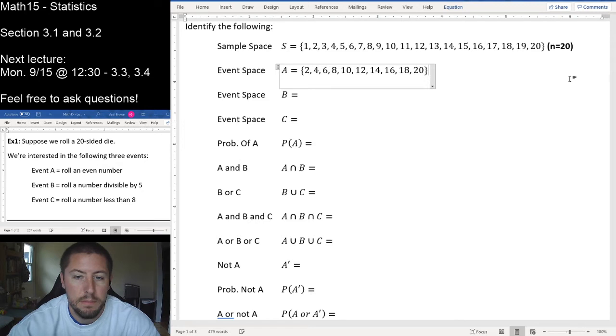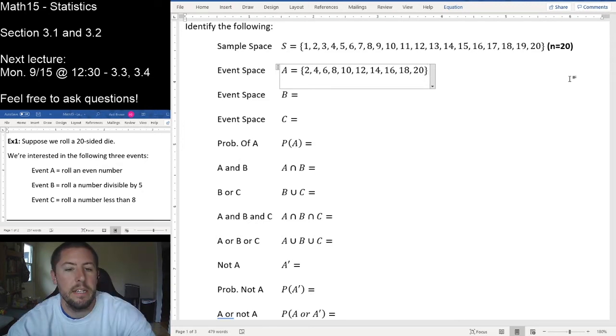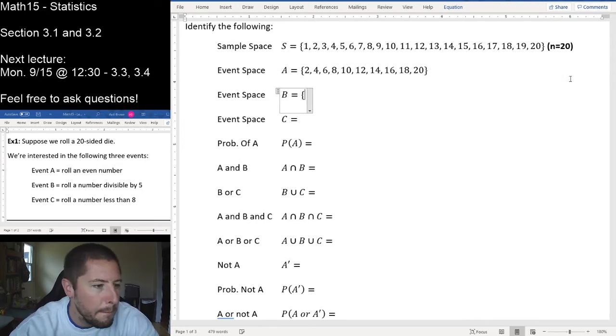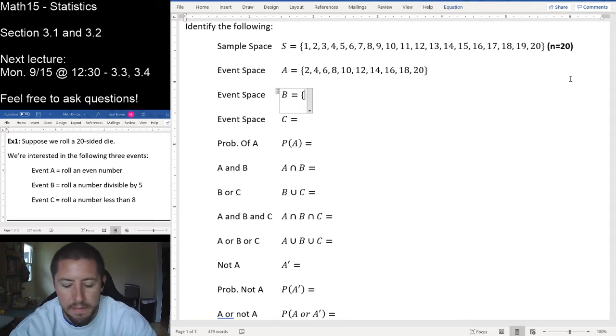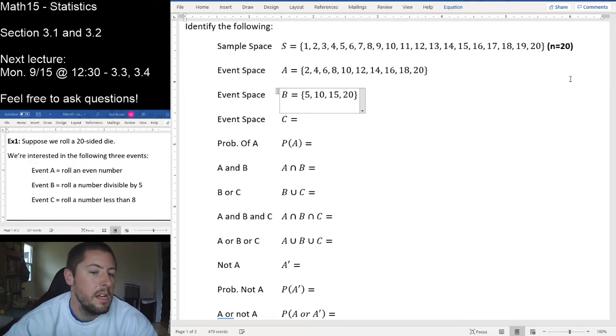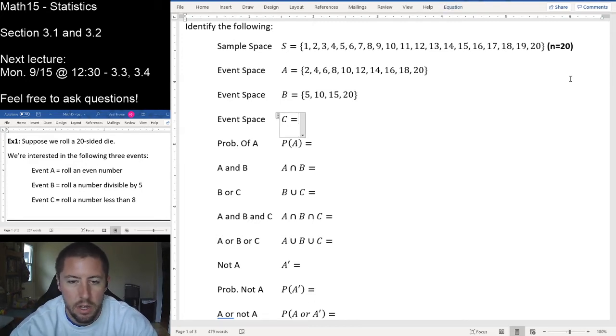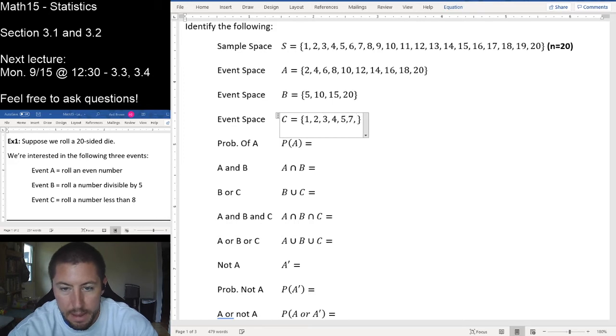So there is my event space for event A. My event space for B, B was a number divisible by 5, so 5, 10, 15, and 20. Those are it. So these event spaces are always a subset of the sample space. So the sample space has everything in it. So we're just picking out of the sample space to identify each of these guys here.